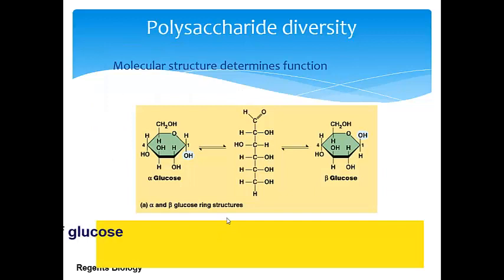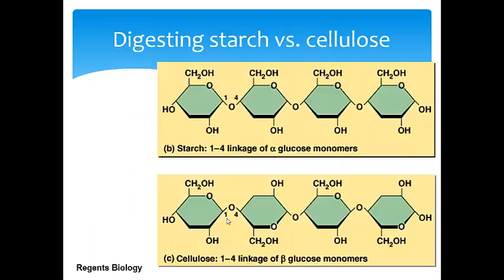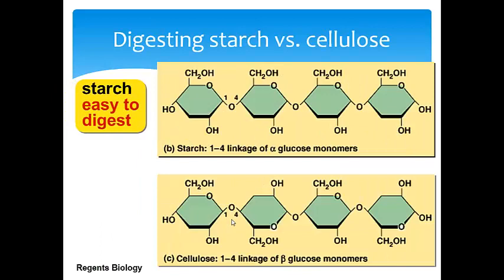Okay. So, alpha glucose in starch, beta glucose in cellulose. Moving on. Now we have to realize something. All those OHs were down here at the first carbon in starch. So all the bonds that it makes when you connect them together are facing down. In cellulose, this first OH group was up. So that bond is up.